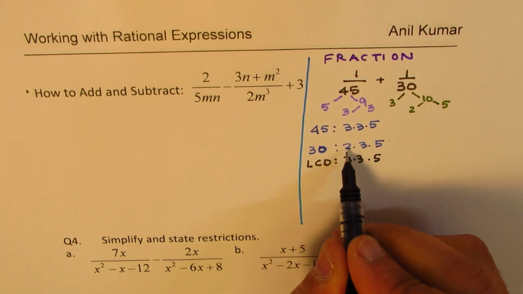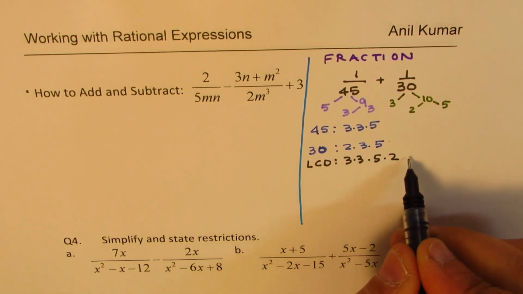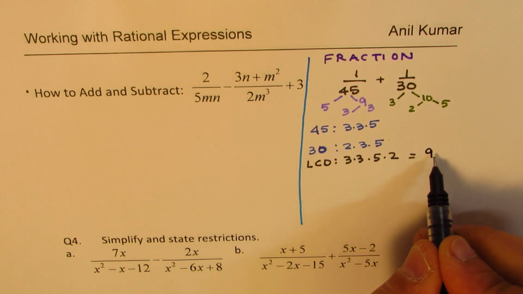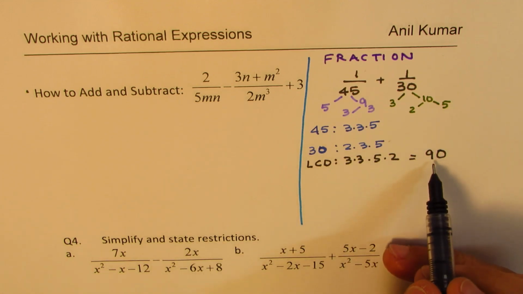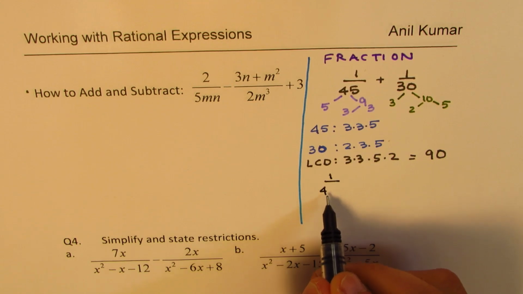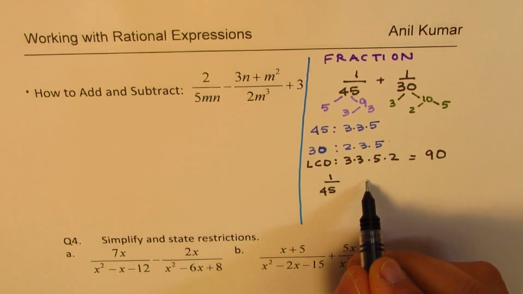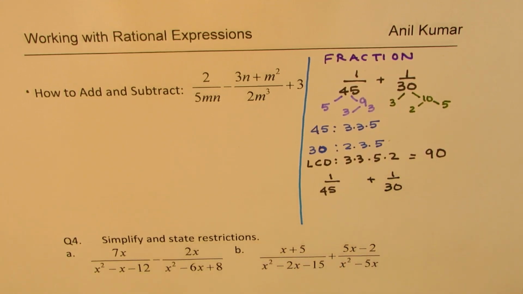We take a 5. 2 is there in 30 but not in 45, so we'll take a 2 also. So 5 times 2 is 10 and this is 9. That gives us a lowest common denominator of 90. Correct? Now once we get 90, we know exactly that we should be writing 1 over 45 with denominator of 90 and also 1 over 30 with denominator of 90.